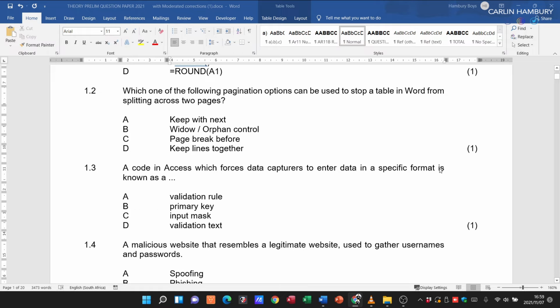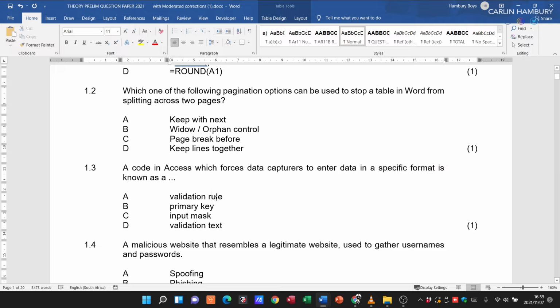Right. Let's go over 1.3. A code in Access which forces data capturers to enter data in a specific format is known as what? Well, it's not a primary key, because a primary key is the most unique item in your group of fields. Your validation rule, like when we say they need to enter M or F in a field, okay? Your validation text, no, because the validation text will pop up on your screen once a validation rule has been broken. So they're saying here it forces data capturers to enter data in a specific format. So this is your clue here, specific format.